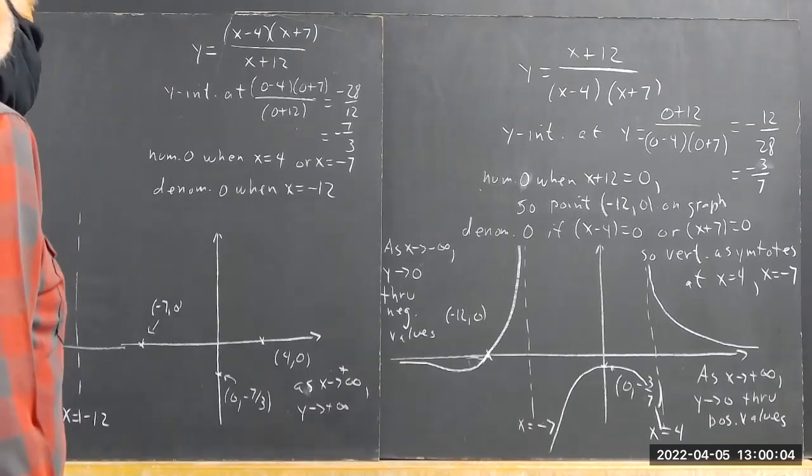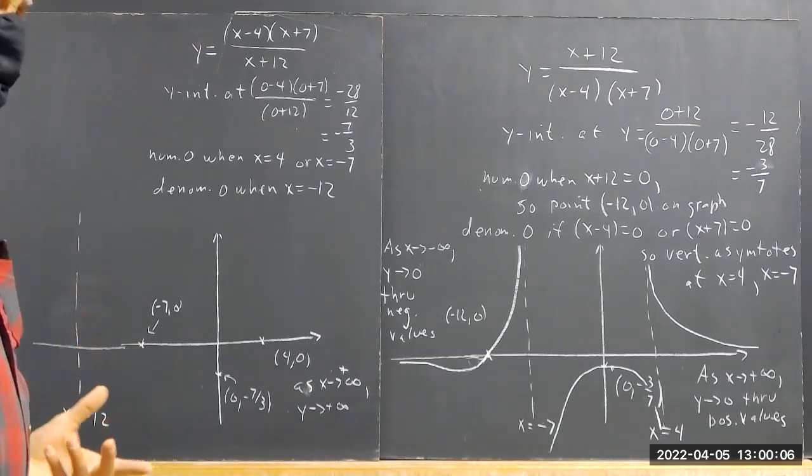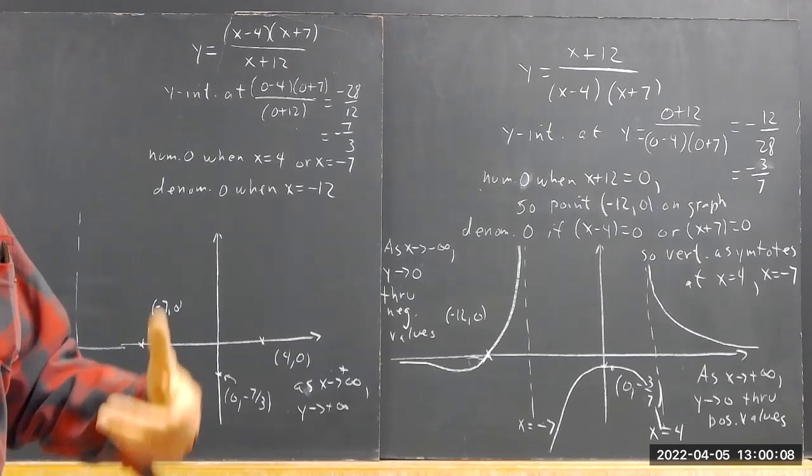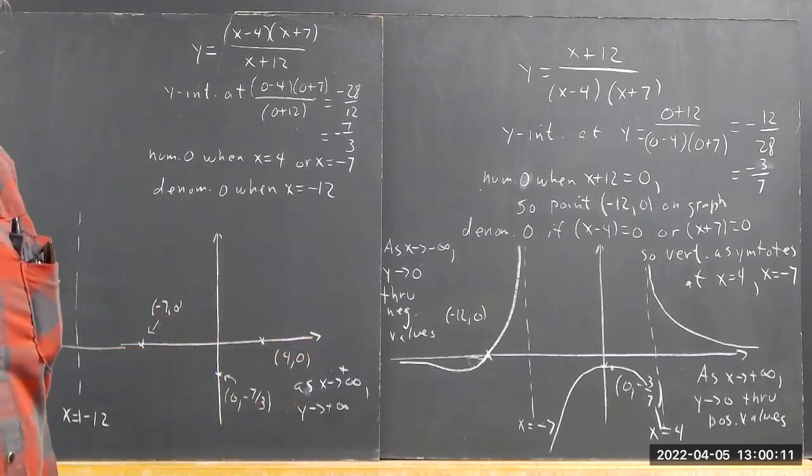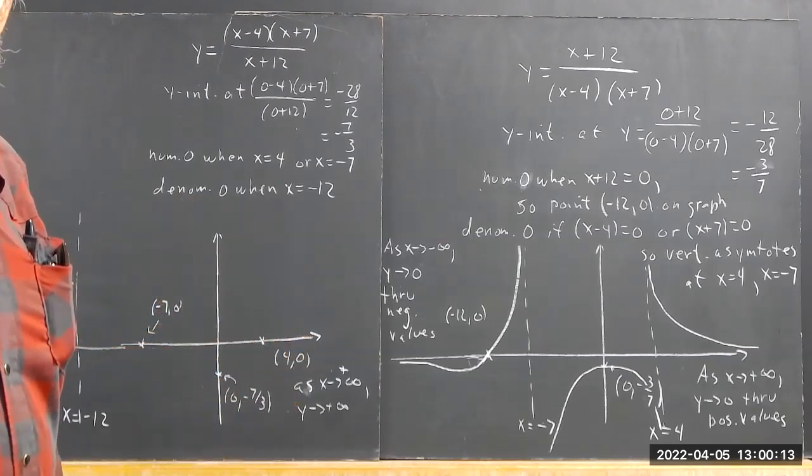Now, another thing that I'll just notice, the degree of the numerator is 1 greater than the degree of the denominator. So you're going to have a slant asymptote.